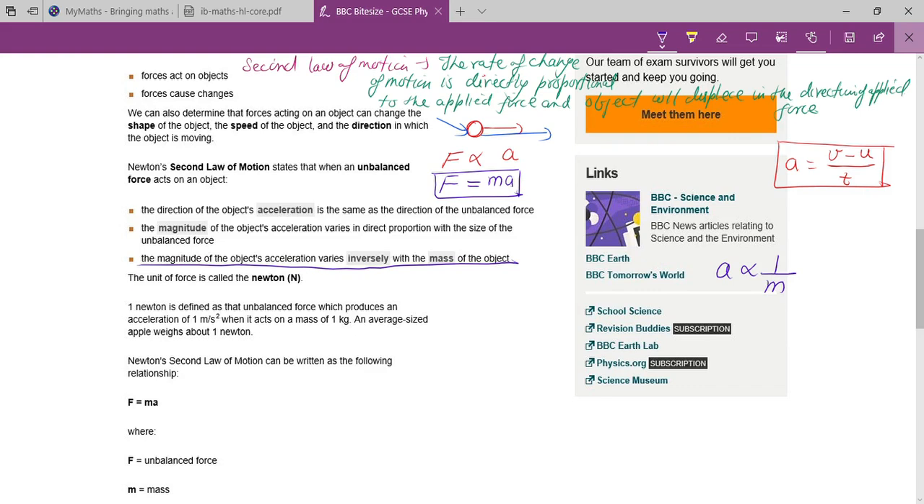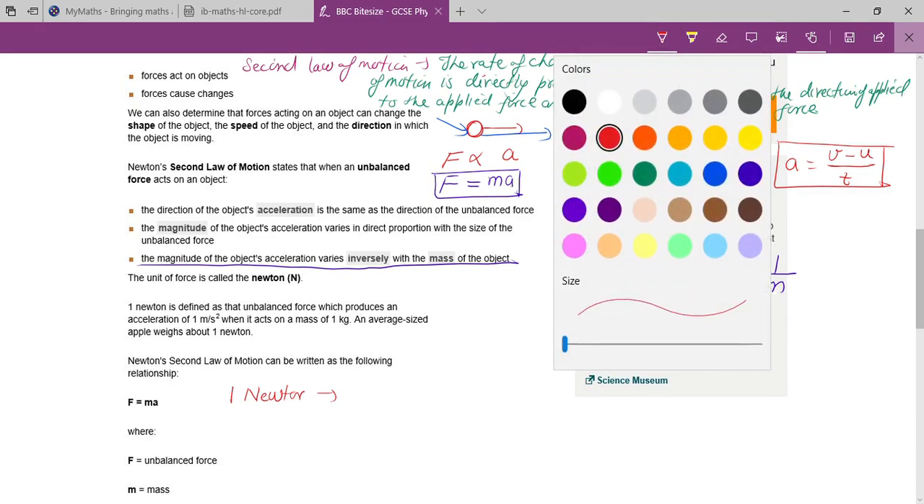Unit of force, as usual, is known as Newton, beta. Unit of force is called Newton. Always remember this one Newton. Sometimes in your test or exam, one definition that they would like to ask you is: define one Newton. So what is one Newton? You can see that I am writing that one.